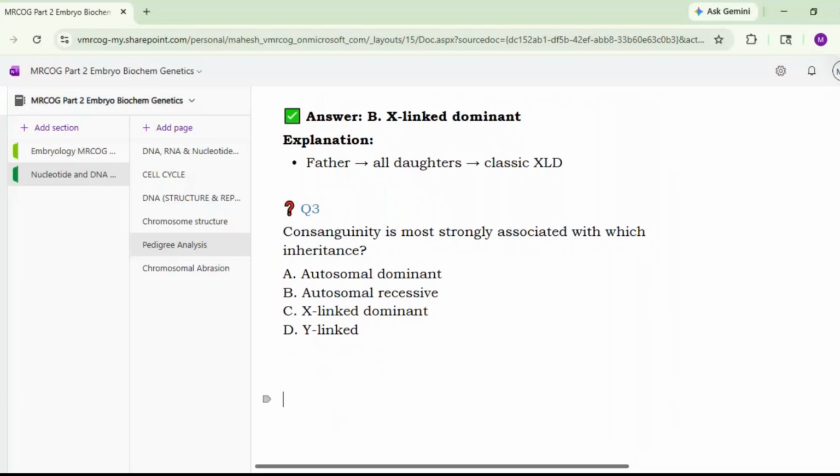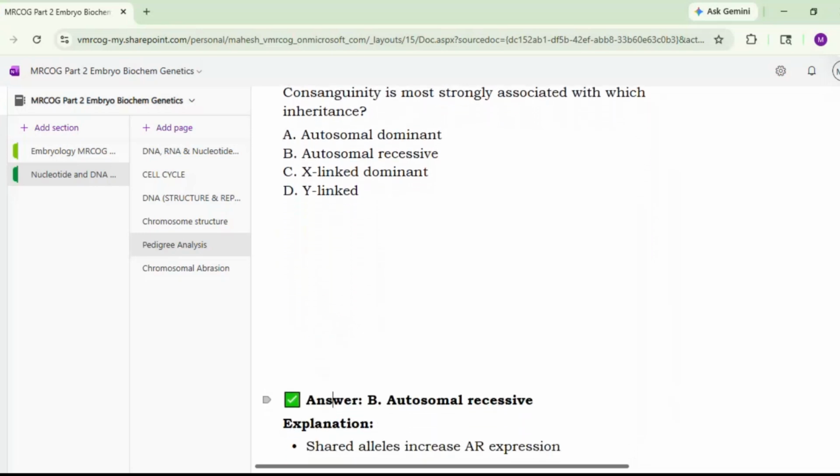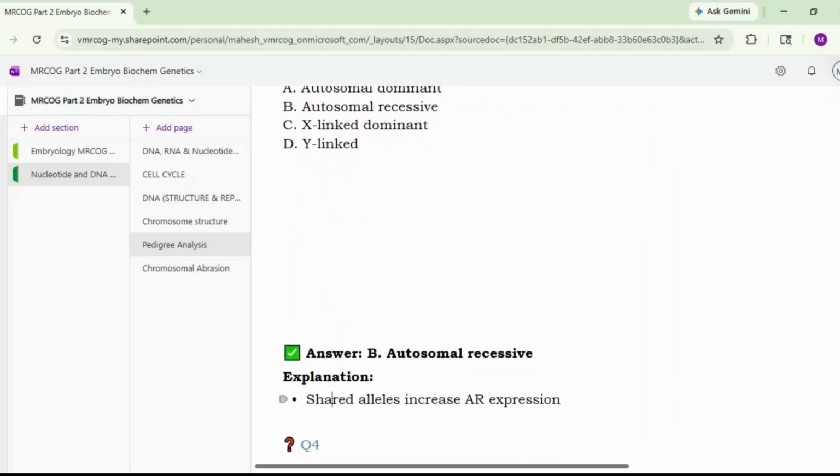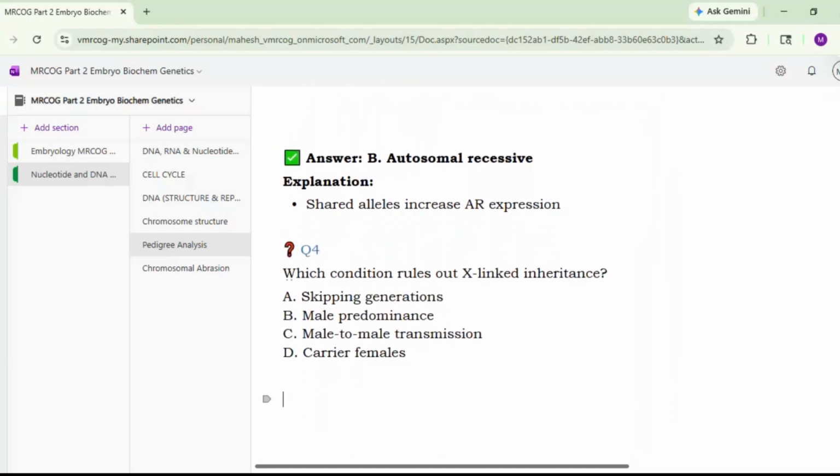Consanguinity is most strongly associated with which inheritance? Autosomal recessive. Correct. Because there are chances that the alleles will come together, no? So shared alleles increase, AR expression will be increased. Next.